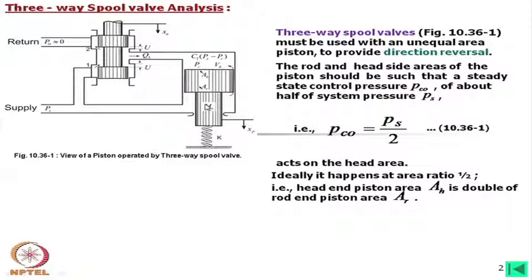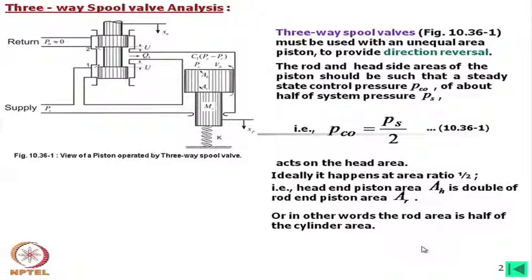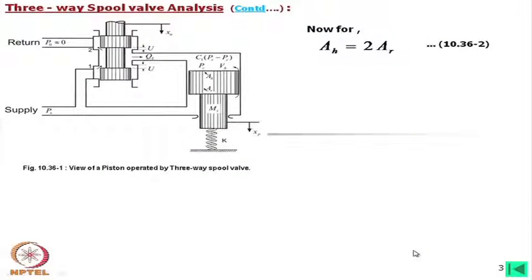So, usually you will find that this is also looking very thick, because this diameter is more than half of the piston diameter. Anyway, this area ratio is maintained half ideally. Or in other words, the rod area is half of the cylinder area. This we can express in the formula like this, AH is equal to 2 AR.